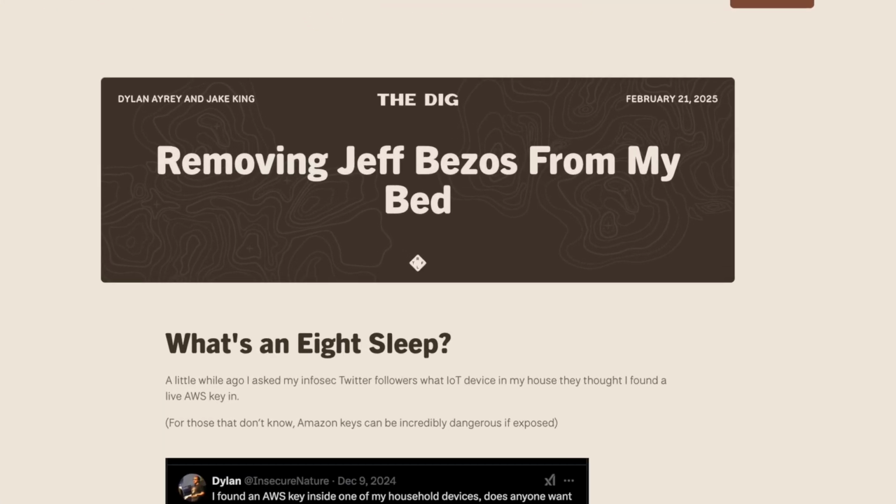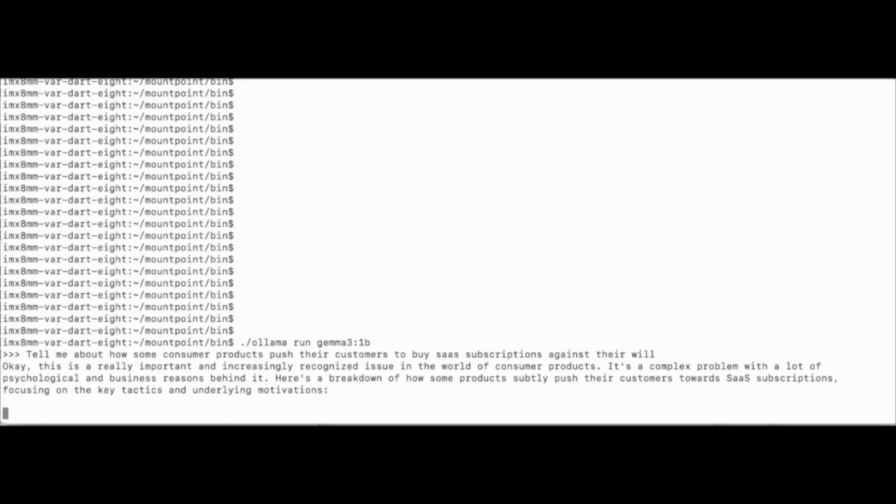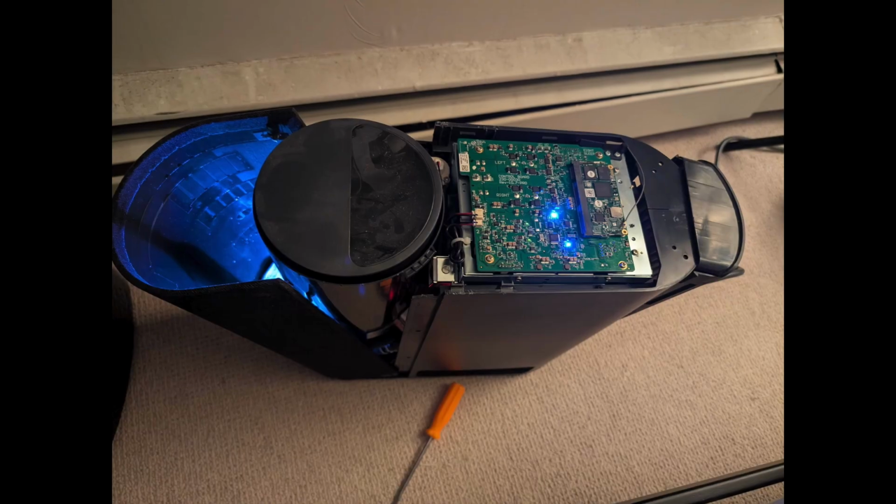And to further illustrate this point, many of you may have read this blog that I authored a little while ago talking about me finding a likely backdoor in my smart bed. Well, just for fun, I decided to run a language model on my smart bed just to demonstrate that it's capable of doing so. And to put this into perspective, the 8 Sleep uses an ARM processor that's a little bit less powerful than a Raspberry Pi.